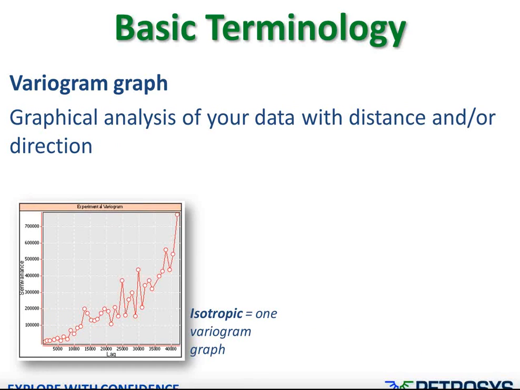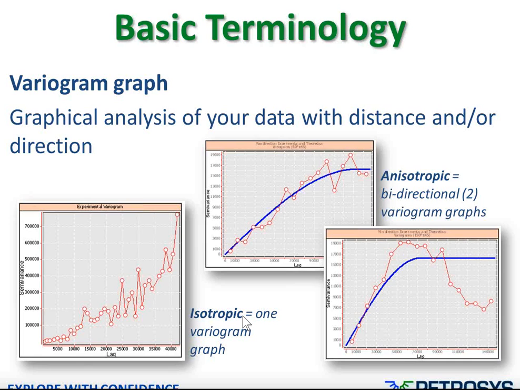Once you've understood whether your data is isotropic or anisotropic, Petrosys will then compute a variogram graph. And I've got an example here of an isotropic variogram graph. When you've got isotropic data, you just have the one graph. On the x-axis here, you can see that it says lag, and that's just the distance between the data points. On the y-axis, you'll see that we have semivariance. You can think about semivariance as variability or the inverse of correlation. So what this graph is telling us is that as the distance between points increases, the variability in the data is increasing or the correlation is decreasing.